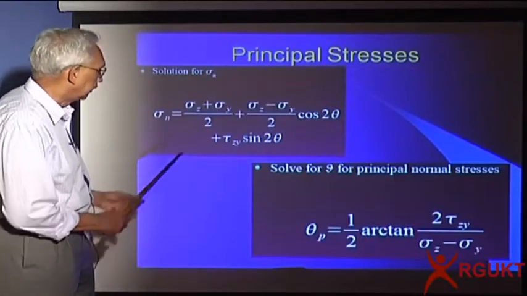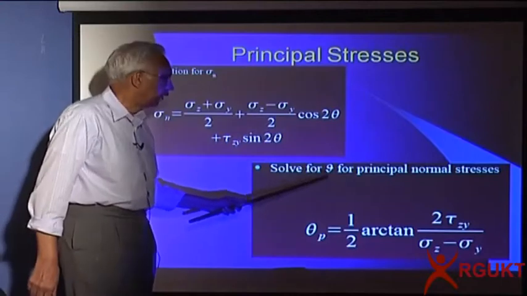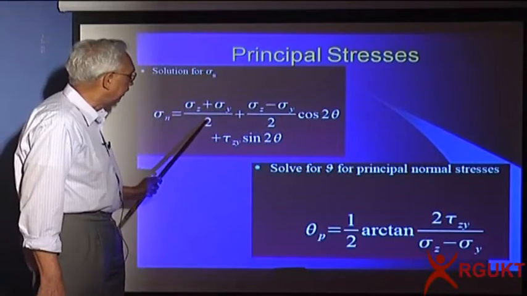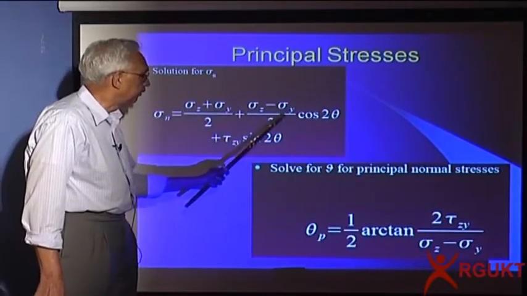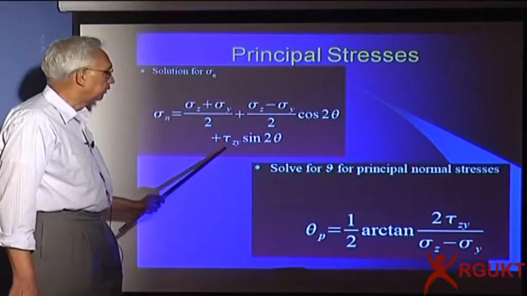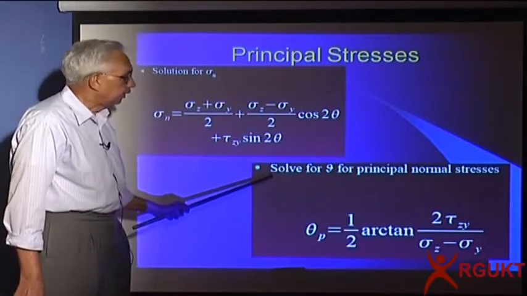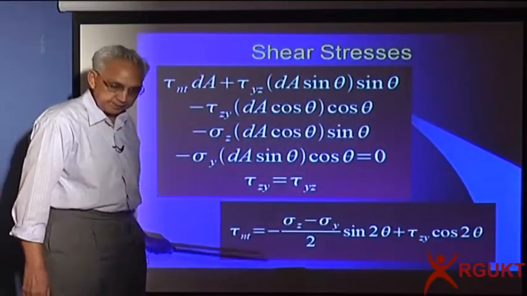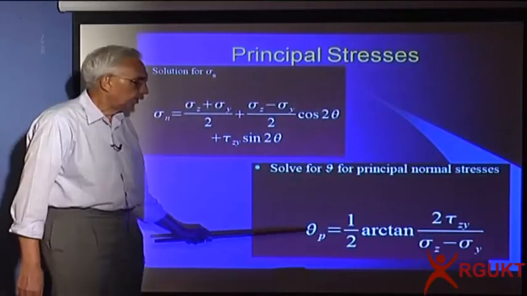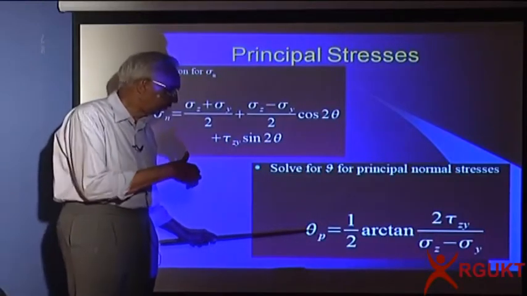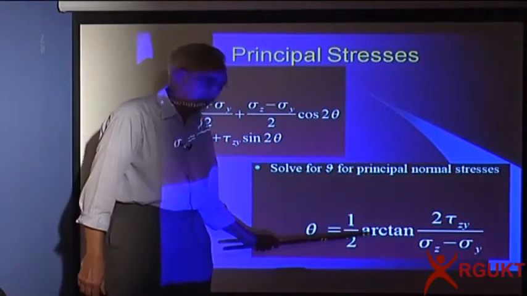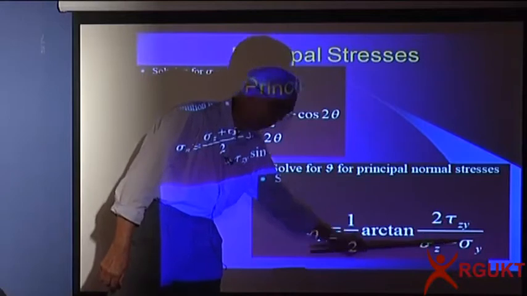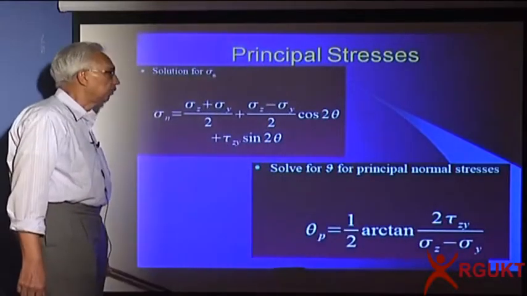So here are the two expressions, and if I am solving for the normal stress, it is equal to sigma z plus sigma y by 2 plus sigma z minus sigma y by 2 into cos 2 theta plus tau zy into sin 2 theta. And when I satisfy the equilibrium condition that shear stress is 0, you will get the angle at which the plane has to be rotated, equal to half arc tan of 2 tau zy, that is the shear stress divided by the difference in the normal stresses.